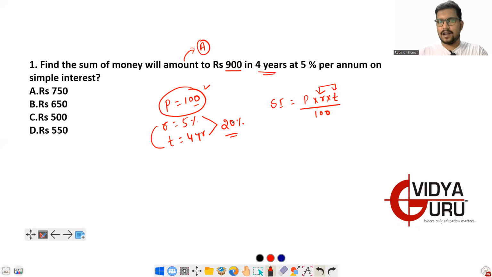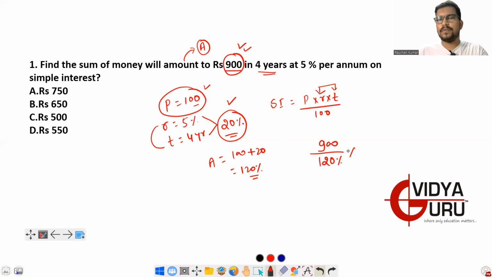P is 100, and after 4 years the interest is 20%. So the amount will be 100 plus 20, which is 120%. Now the question does not say the amount is 120%. It simply says 900. So 900 is the value of 120%, and what we need is the value of P, that is the 100% value.